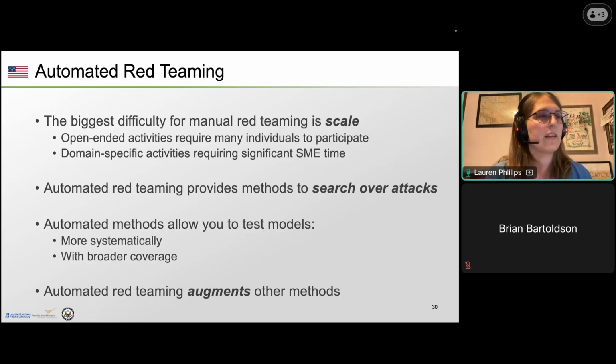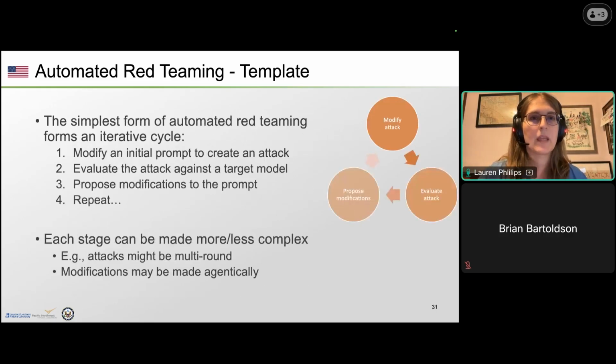And so we can think of automated red teaming as a way to extend that method to search over the entire attack space in an automated fashion. When done appropriately, this will allow you to test your model more systematically and with broader coverage than you would be able to do with manual red teaming alone. So again, we think about this as augmenting other methods.